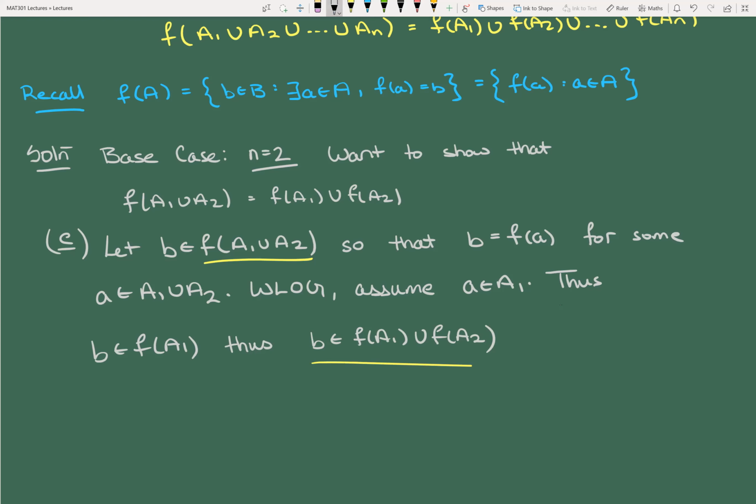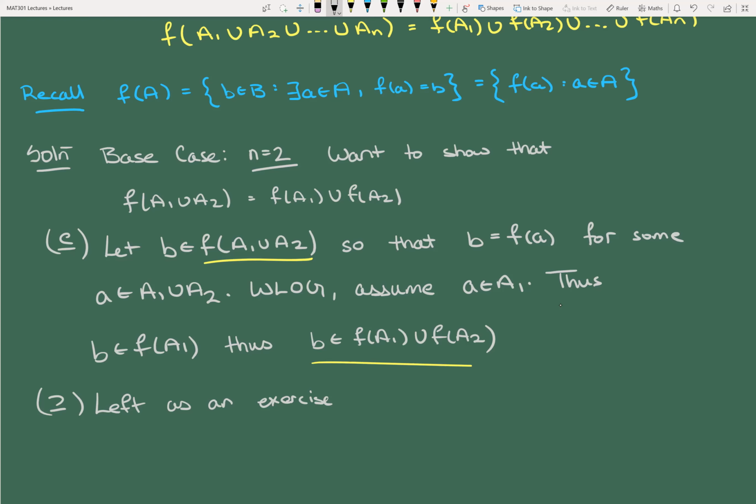The other inequality I am going to actually leave. But it's almost the exact same thing. Basically you're just going to reverse these steps, right? You assume it's in F of A1 union F of A2 without loss of generality. Assume it's in the first one. Well, if it's in the first one, then it looks like F of A for some A in A1. And so, yeah, then it's in F of A1 union A2, right? It's the exact same steps basically, but just reversed. So I'm going to leave that one because I don't think that there's a crazy amount of stuff there. But are there any questions about that?